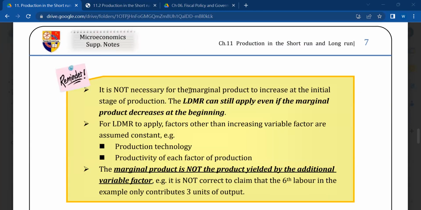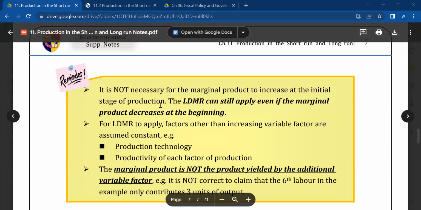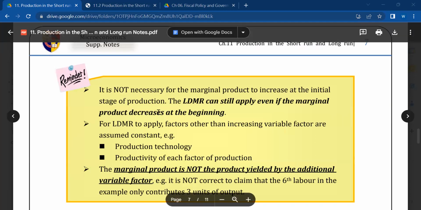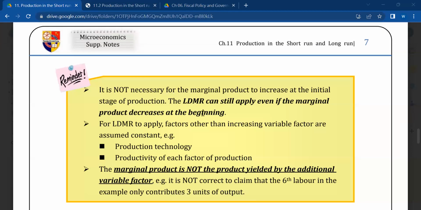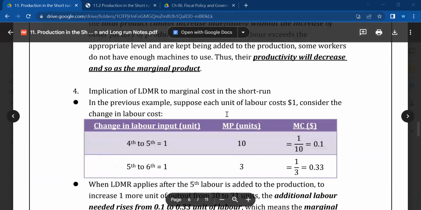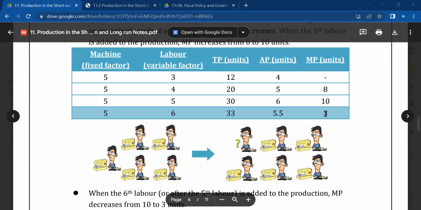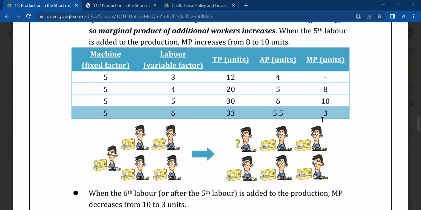It is not necessary for the marginal product to increase at the initial stage of production. LDMR can still apply even if the marginal product decreases at the beginning. 好啦，呢一句係咩意思咧？先我哋就講到就係話，先升後跌，係咪？一定係先升咗，跟住後跌，咁就符合咗個 law of diminishing marginal return, right?